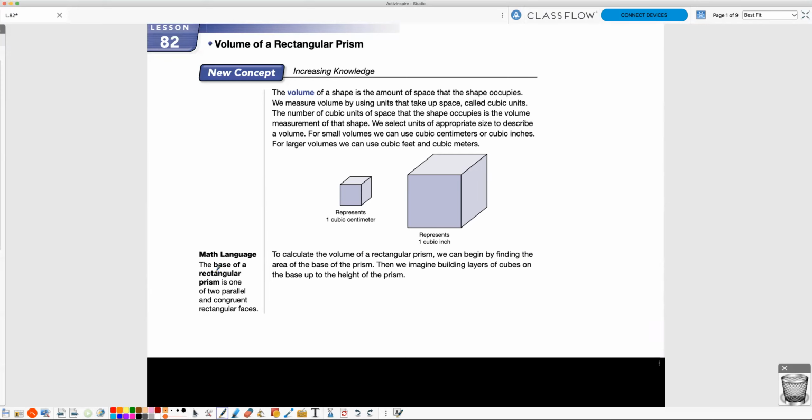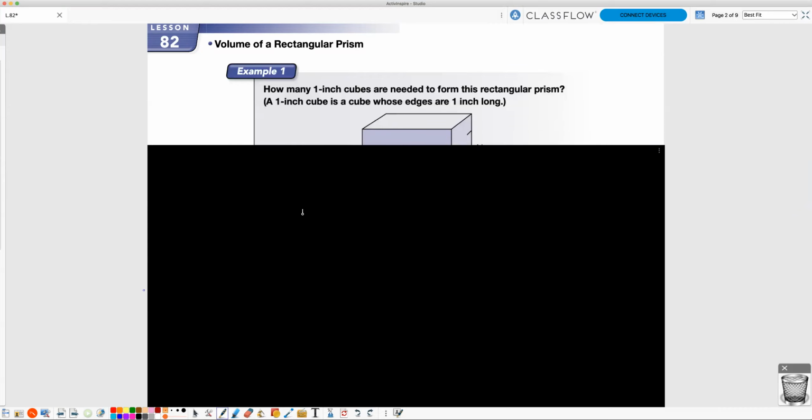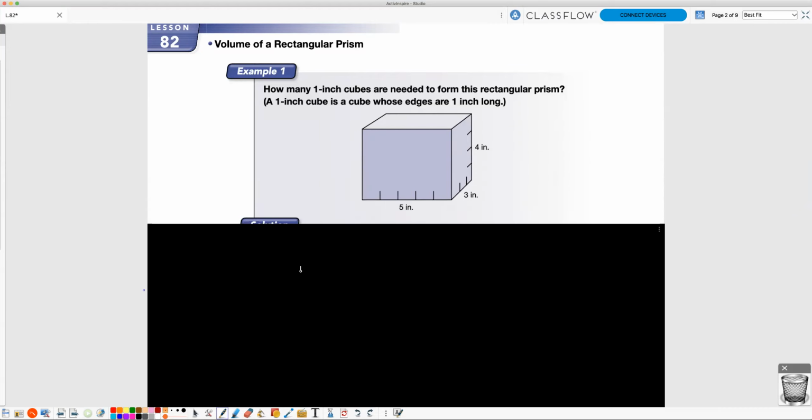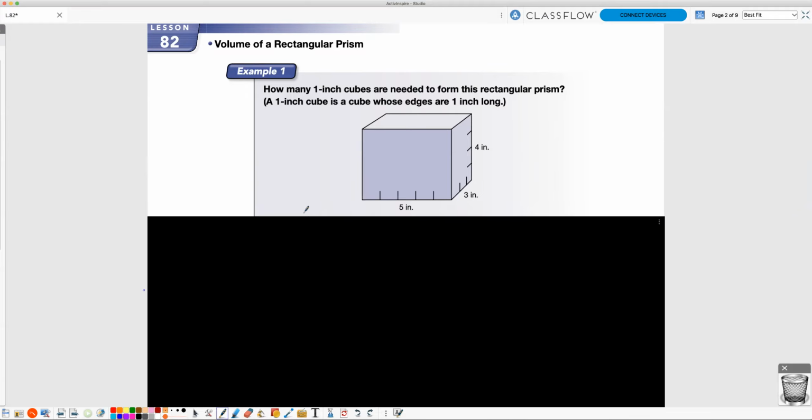The base of a rectangular prism is one of the two parallel and congruent rectangular faces. So if this was representing 1 cubic inch, you could layer another cubic inch on top of it, and that would be another layer. This would be considered the base in that case. So how many 1-inch cubes are needed to form this rectangular prism?